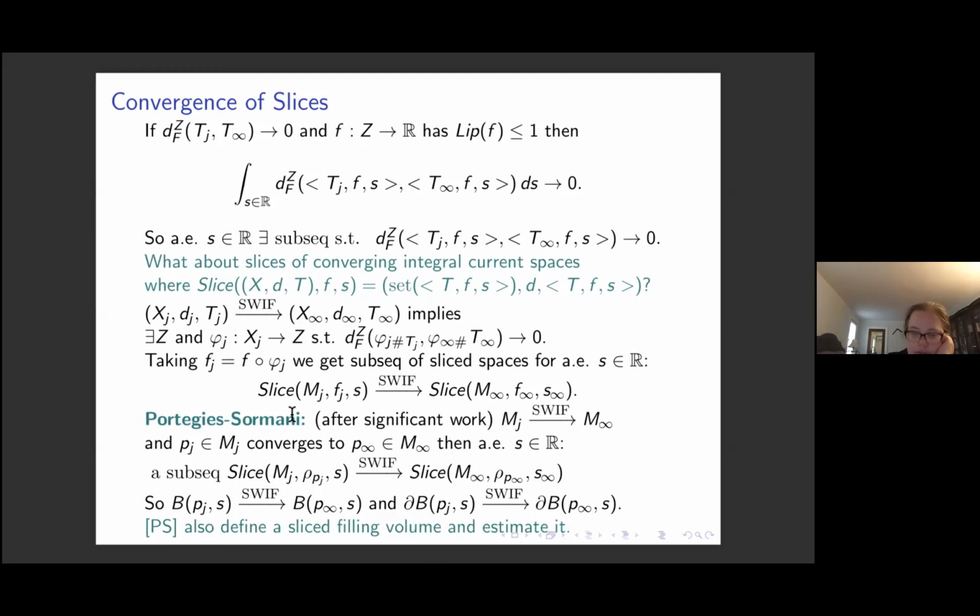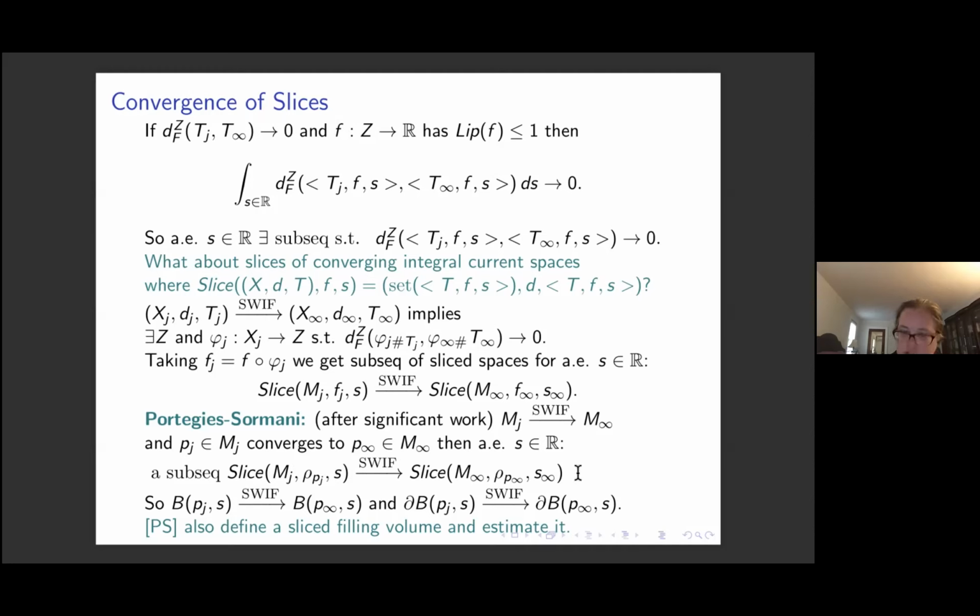Also in our same paper with Portegies, we defined sliced filling volume and we estimate it. Now, sliced filling volume is talking about the filling volumes of the slices and how the filling volumes of the slices converge to filling volumes of the slices. And we do this where the functions are defined using distance functions from points. But what we do is we slice again and again. So once you have the slice with distance function converging to slices, okay, so once you have, sorry, let me put it here. The slice with one distance function converging to, this is now a sequence of integral current spaces that converge to this one.